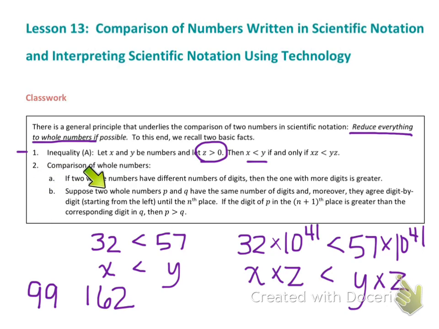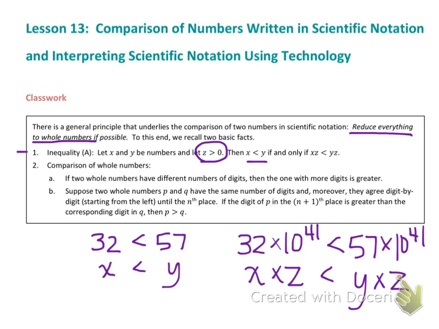And then if two whole numbers have the same number of digits and agree digit by digit until the nth place, and the digit of p in the nth plus 1 place is greater, then p is greater. This sounds really confusing, right? Let's give an example of that.